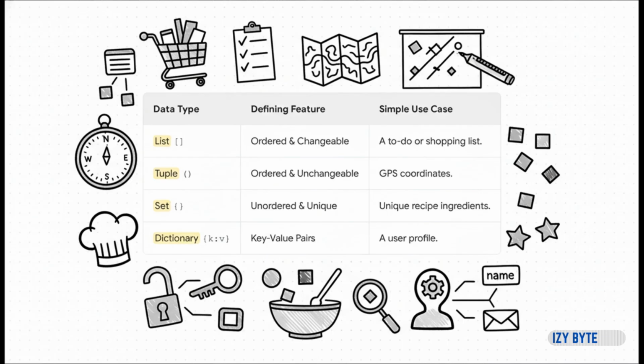It's really this simple. If you need something that's ordered and changeable, like a to-do list, you want a list. If it's ordered but absolutely cannot change, like coordinates, that's a tuple. If all you care about is that everything is unique and you don't care about the order, that is a job for a set. And finally, if you need to look stuff up using custom labels, like a user profile, you're going to want a dictionary.